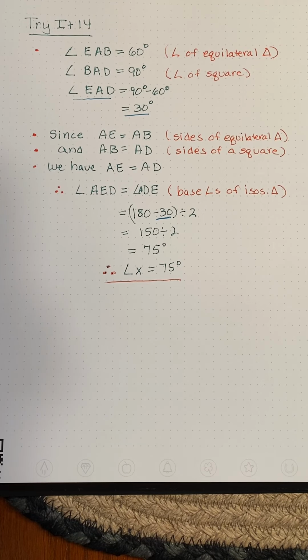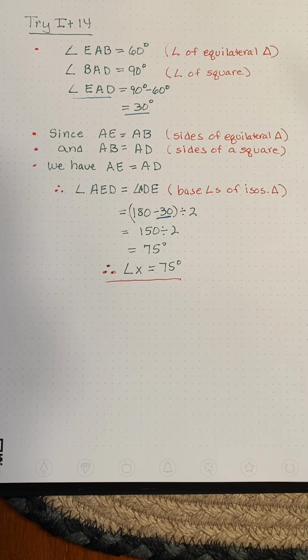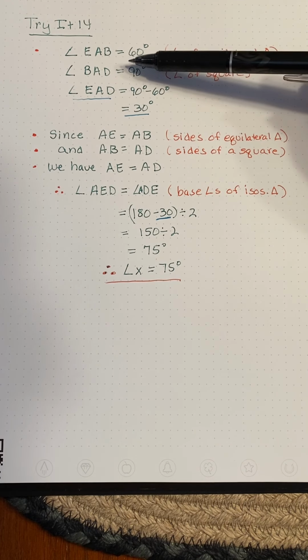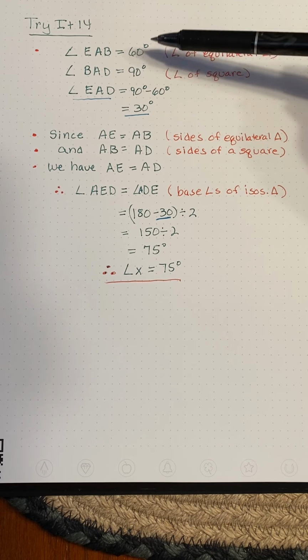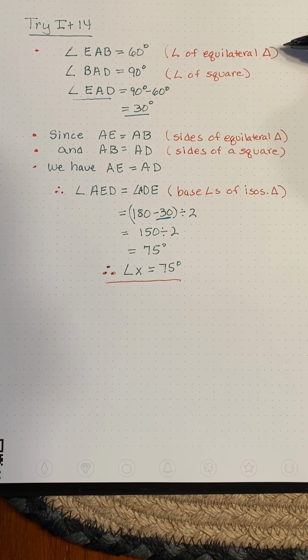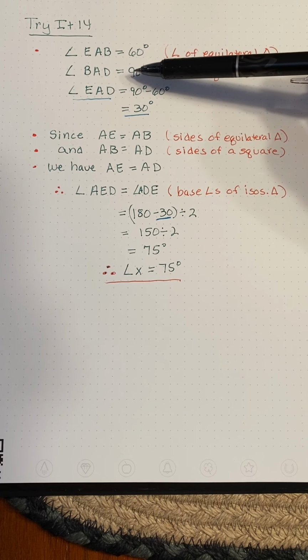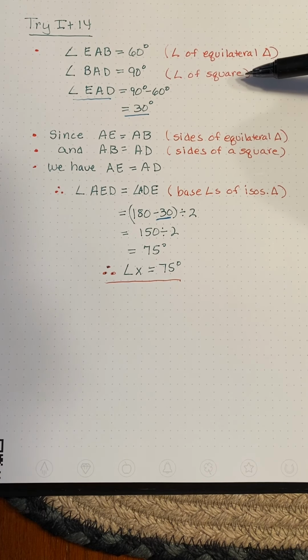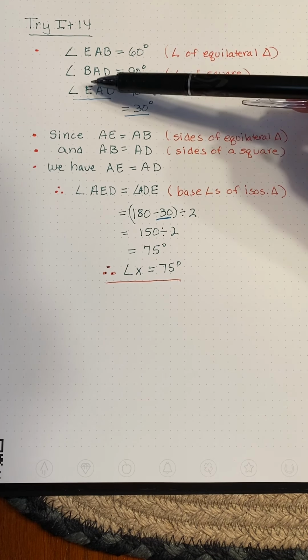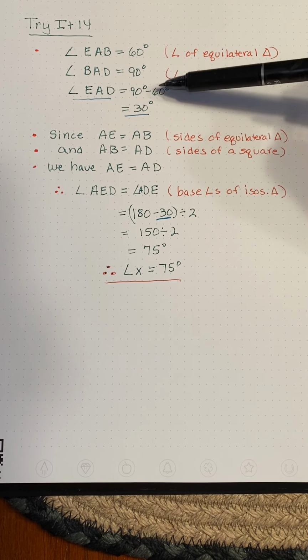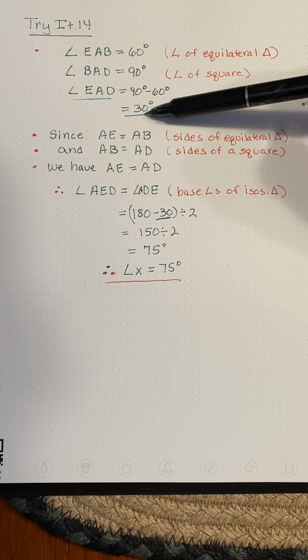So I'm dealing with an isosceles triangle in that particular case because it told me different things, I'm guessing. So I got to go about proving all this. So this is where we got to do a lot of proving to get to our answer. So let's start with angle EAB is going to be 60 degrees because of the angles of an equilateral triangle. And then the angle of BAD is 90 degrees because of the angle of a square. Therefore, angle EAD is going to be 90 minus 60, which is 30 degrees.